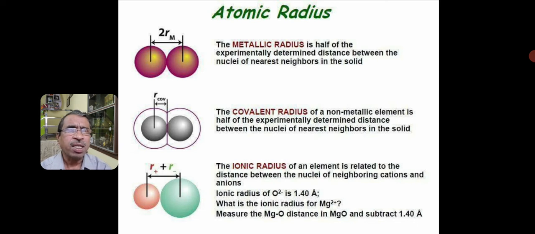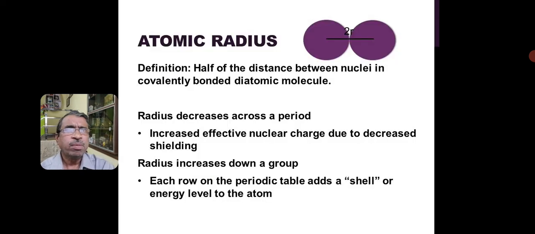Ionic radius of an element is related to the distance between the nuclei of neighboring cations and anions. Ionic radius of oxide is 1.40 angstrom. Then what is the ionic radius of magnesium ion if the distance between the magnesium and oxygen is 1.40 angstrom? Here also we have shown the atomic radius. So it is half the distance between the nuclei in covalently bonded diatomic molecules.